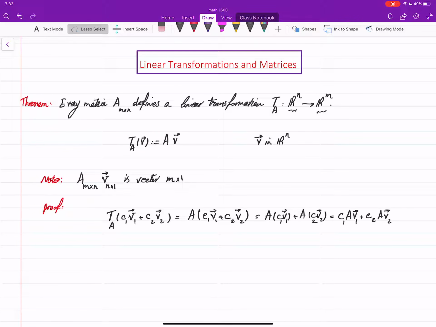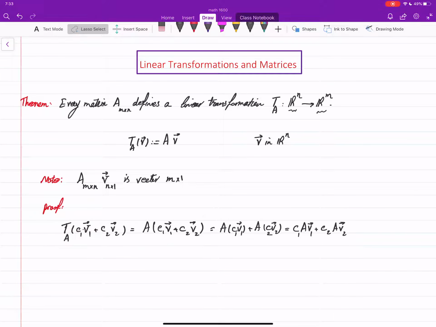If you look carefully at what we did, you notice that at the end what we found is that AV1 is TA acting on V1, multiplied by C1, plus C2 times TA of V2. And that shows that this is a linear transformation. That's it. Give me any matrix you like, and I can make a linear transformation out of it.